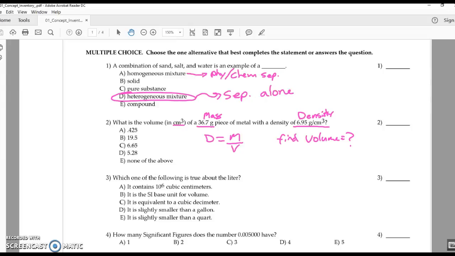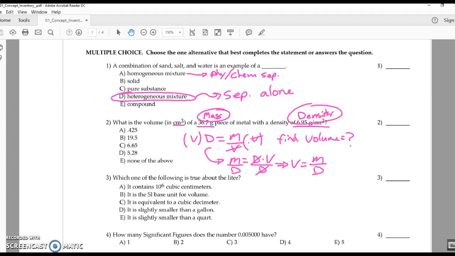Alright, so let's adjust this to calculate the volume. I'm going to multiply by V on both sides. This will cancel, so mass is equal to density times volume. Now I'm going to divide by density on both sides. Those will cancel, leaving me with volume is equal to mass over density. Here's my mass, here's my density. Divide those two, and there we go. Answer is D, 5.28.